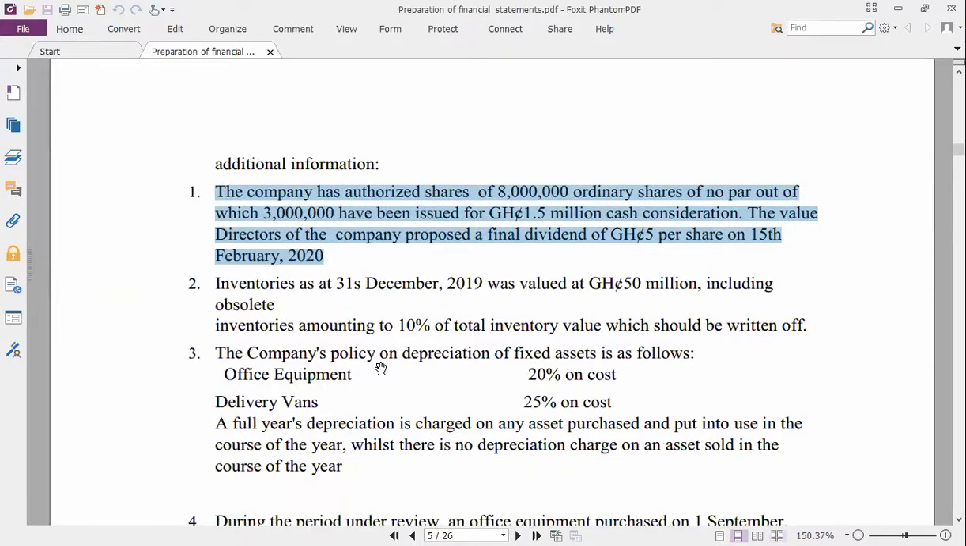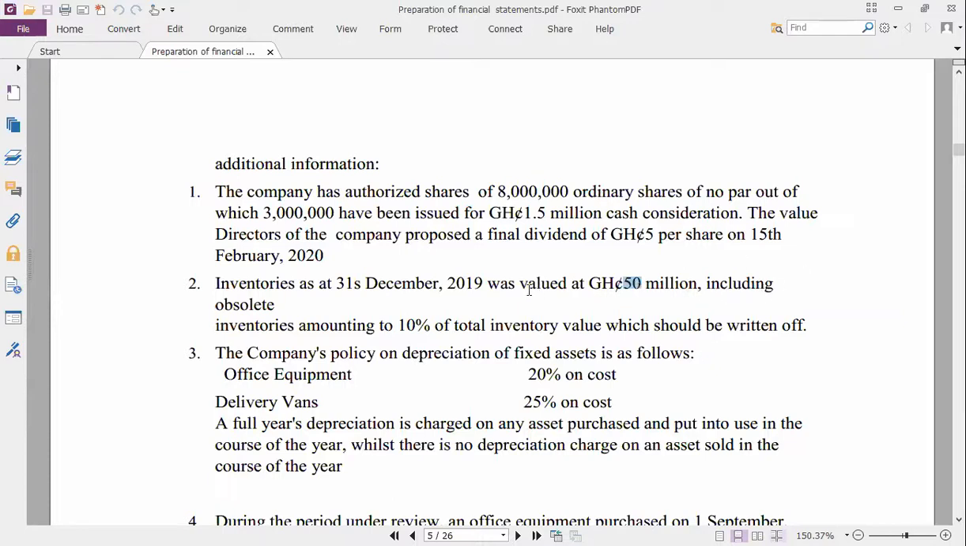Note 2 stated that inventory as at 31st December 2019 was valued at 50 million. Inventory as at 31st December, is that the opening or closing inventory? That is the closing inventory because, be sensitive to date, 31st December 2019 is the last day of the year. So that's the closing inventory. Good. Now they are saying the closing inventory was valued at what? 50 million. Now, as soon as they give the closing inventory in the footnote, it means that the opening inventory has been stated in the trial balance. And once they've stated the opening inventory in the trial balance, they'll give you purchases in there. Good.